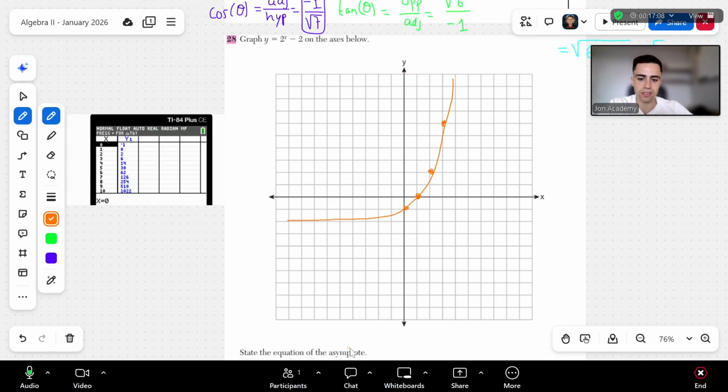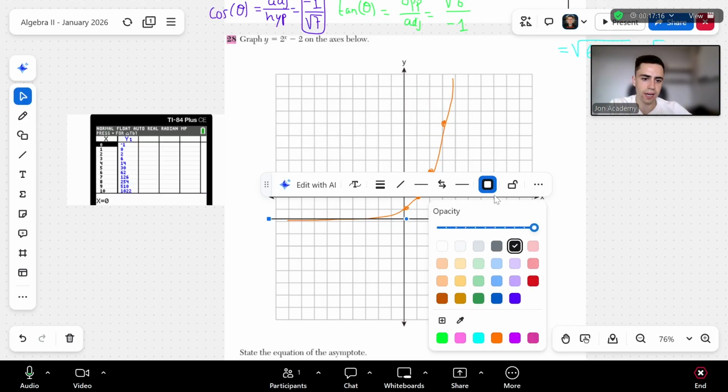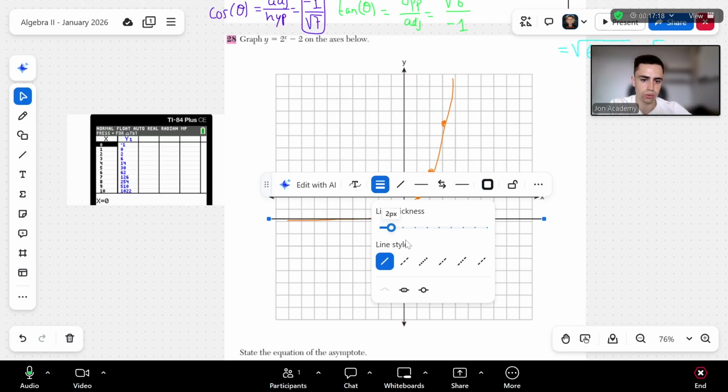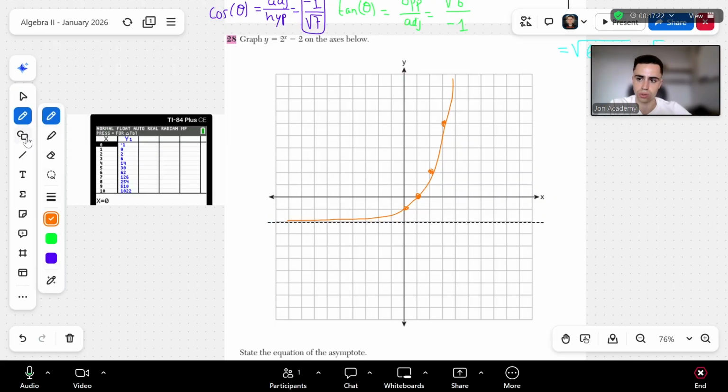But the key part is also the asymptote. The asymptote is horizontal, as we saw here, and it's going to be at y equal to -2. So we can draw that way, no? More or less the asymptote. So we have to answer here y equal to -2.